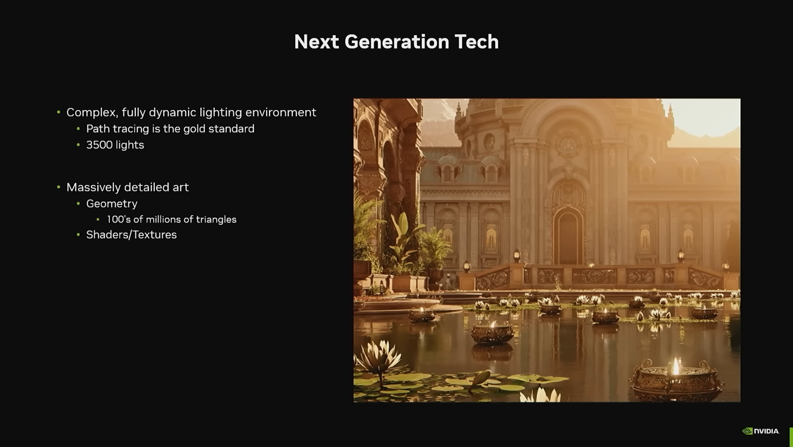Additionally, we had over 3,500 lights at different points during the project. Don't quote me on what the final number was. The artists changed things back and forth a little bit. But also we had massively detailed artwork. Specifically, the geometry is in the hundreds of millions of triangles. I think maybe the final count was over 800 million triangles. Adam will talk about that a little bit later. But also the shaders and the textures were extremely complex. This isn't just about throwing a whole bunch of geometry at it. It's about what we need to do to produce some really great looking content.